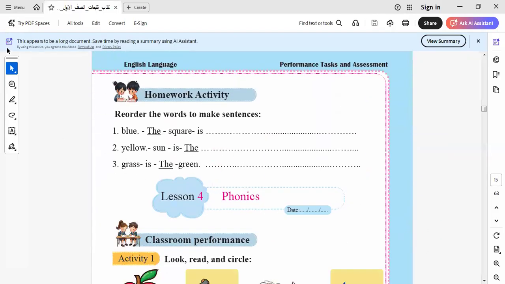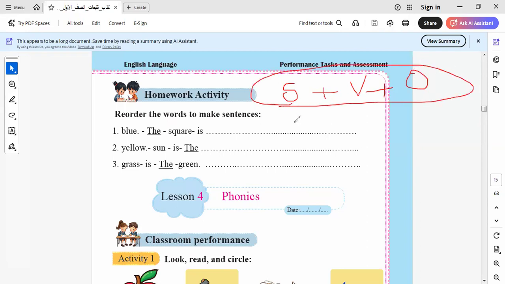Here we have, let's apply that rule that we know. Here is subject, verb, object. I think this is the rule. So I answer two of them and I will leave the last one to do by yourself. Where is the subject here? It will be the square. So here I start by the square. The square here is the subject.